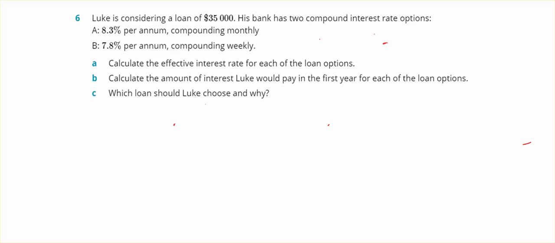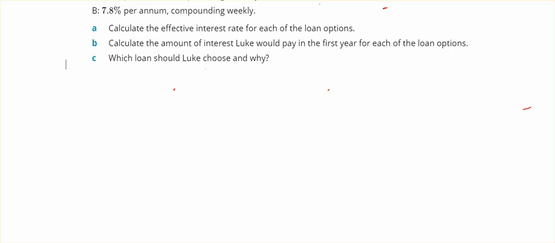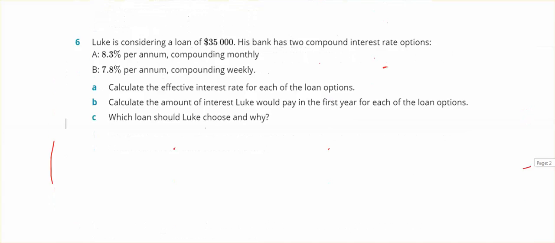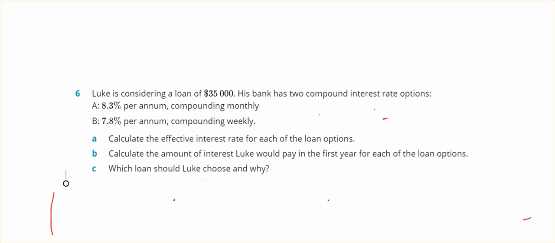This is for further maths. We're going to look at exercise 8G, and we're looking at question number 6. Luke is considering a loan of $35,000, and his bank has two compound interest options.